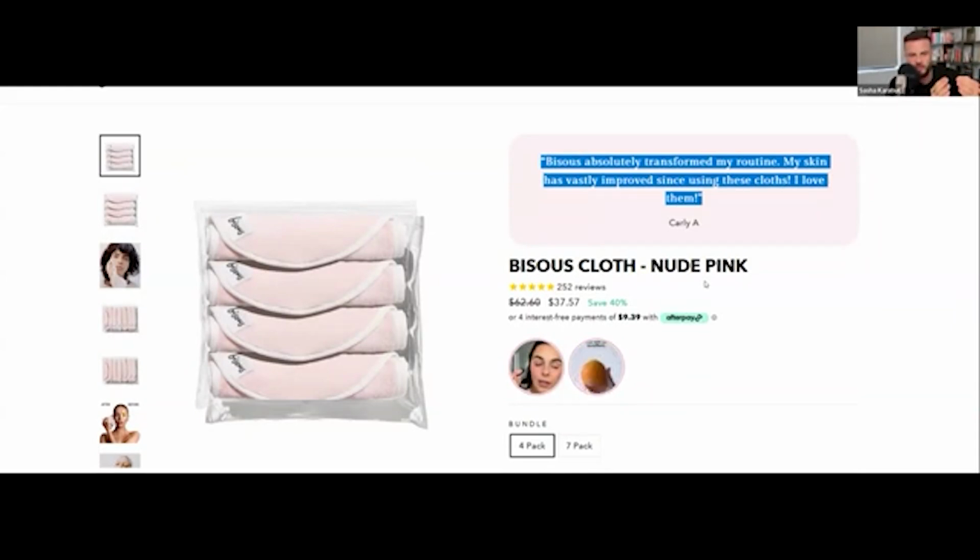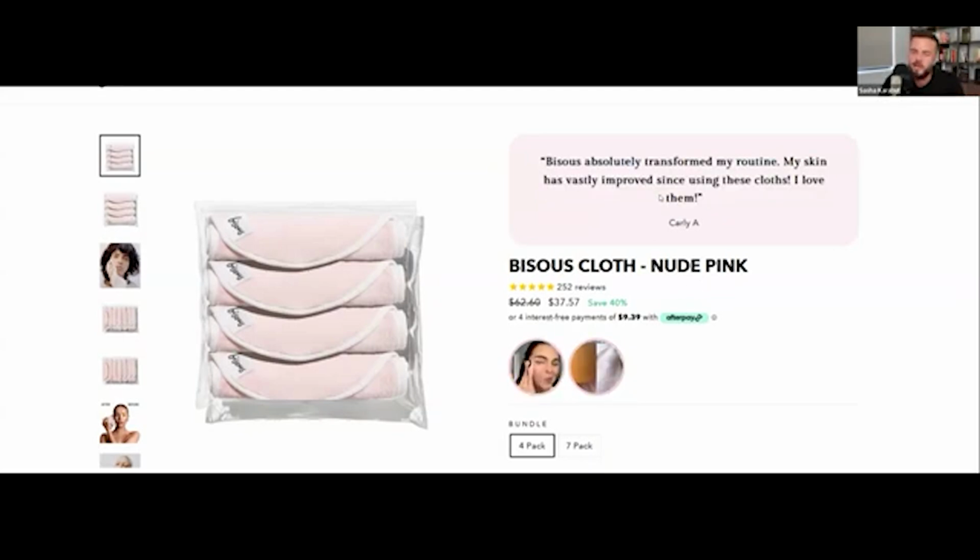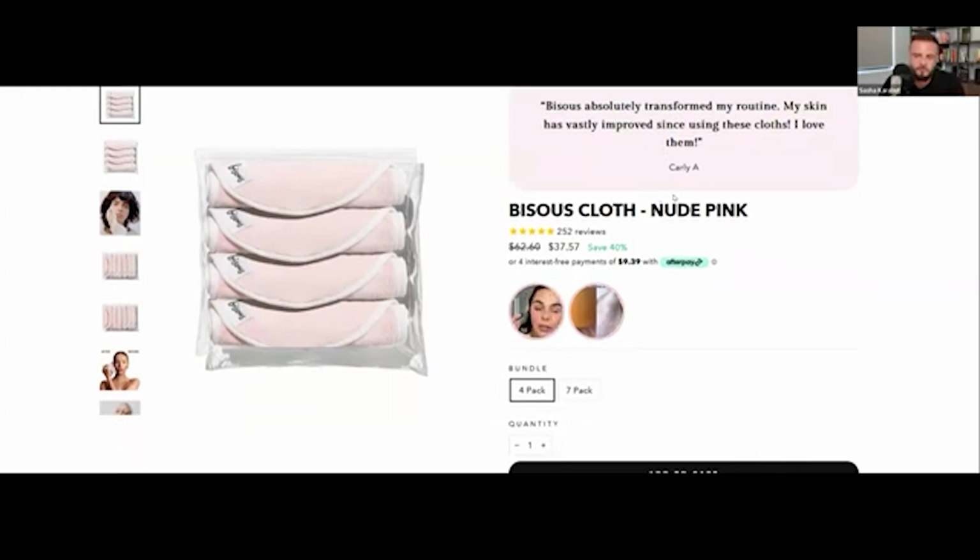It's like you land on this site, and one of the first things you read is "Bisou absolutely transformed my routine. My skin has vastly improved since using these cloths. I love them." And so the moment you read that, even if you don't fully read it, your sentiment for the product increases, and you're like, "Wow, that sounds very genuine. I really believe that person because she's not selling me, but she definitely said some good things." So I'm more inclined to look at this with a positive lens, and it's very powerful.